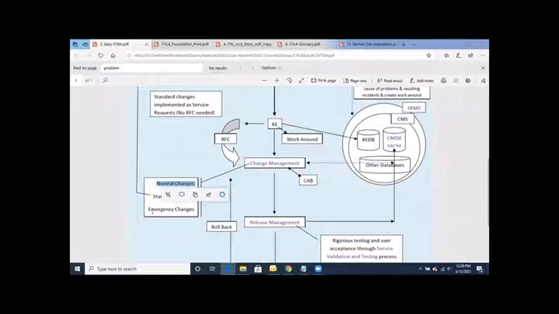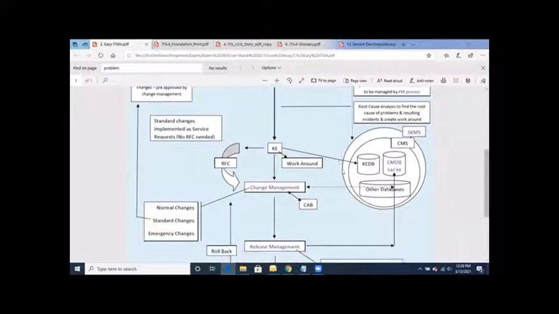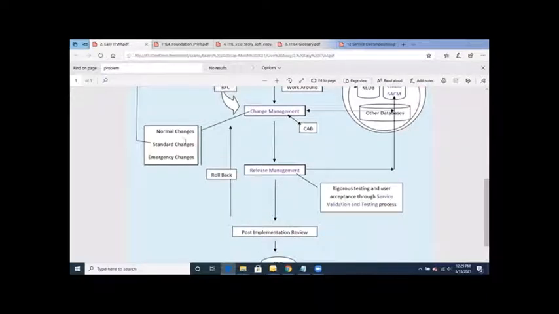So now come back onto the three types of changes: normal change, standard change, and emergency change. We have already talked about the normal change. The normal change is the one which goes through the whole life cycle completely. It goes through the CAB meeting, and then it will be assessed, then it will be released, and the post implementation review should be successful, and then this normal change will be closed. So that is how the normal changes happen.